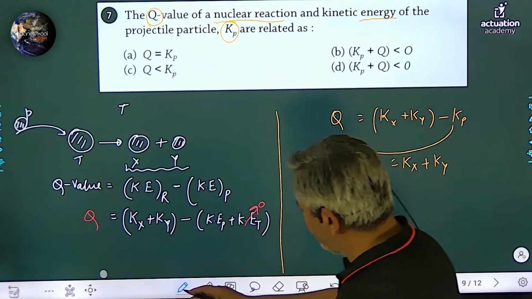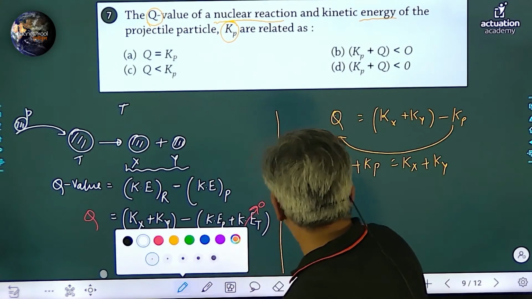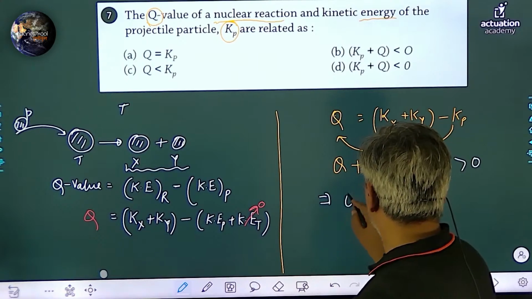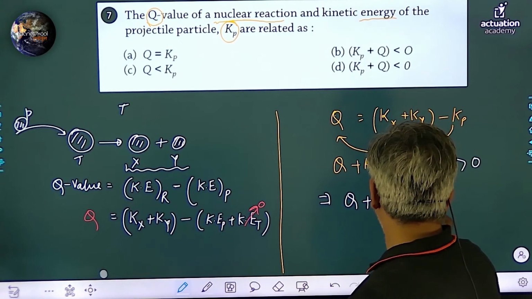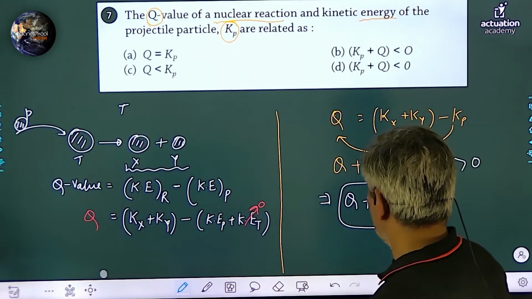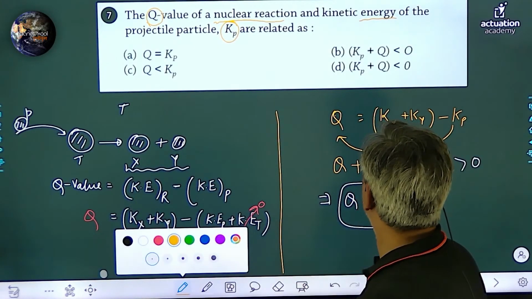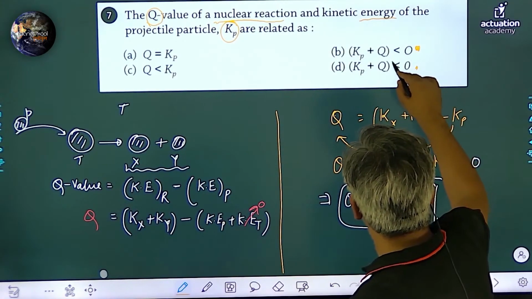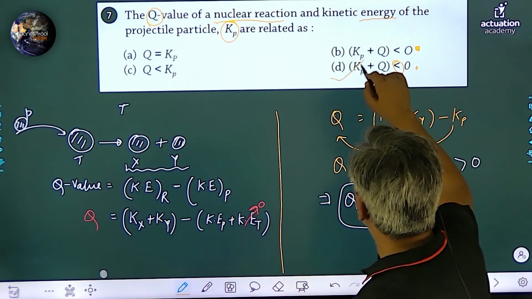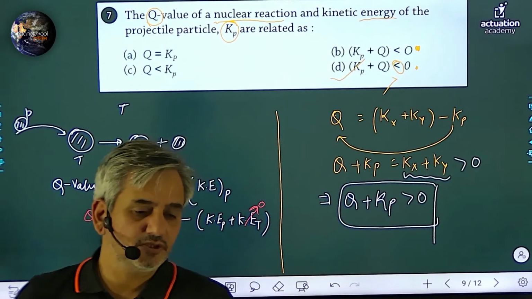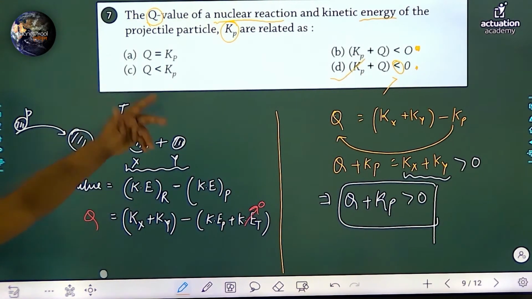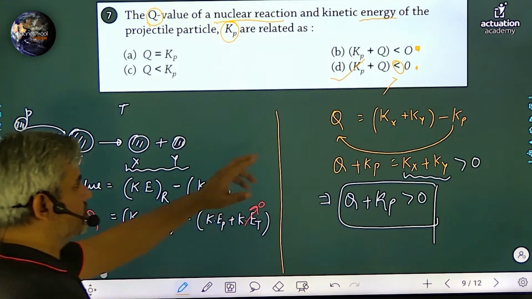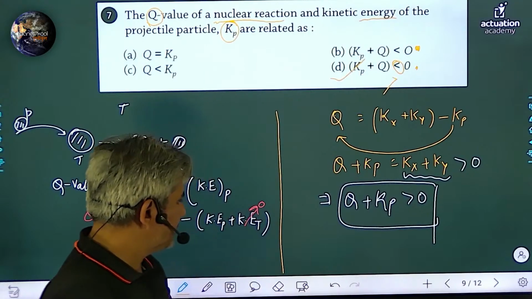Now we know that kinetic energies cannot be negative. So Kx plus Ky must be greater than 0. This implies Q plus Kp must be greater than 0. One of these options must be correct. If this is the option, then D is the right option. And if B is given, Kp plus Q is greater than 0, then we can take that as 0, but it must be that Kp plus Q is greater than 0.